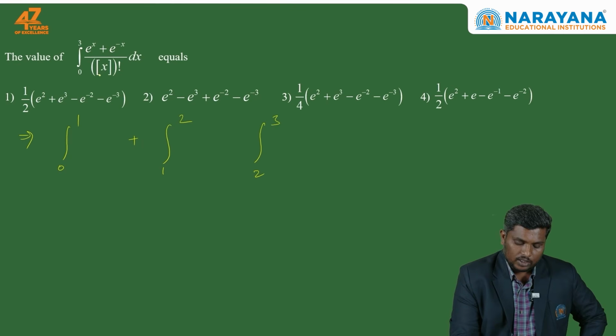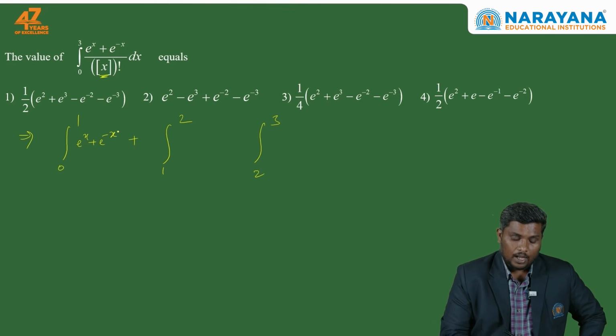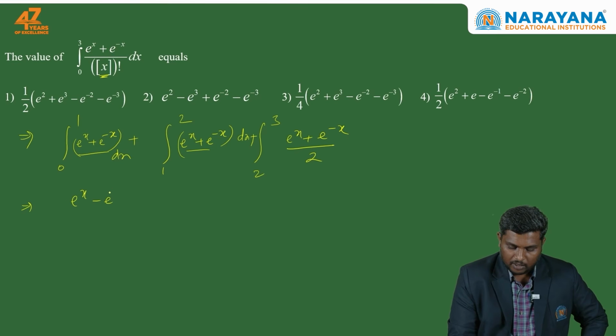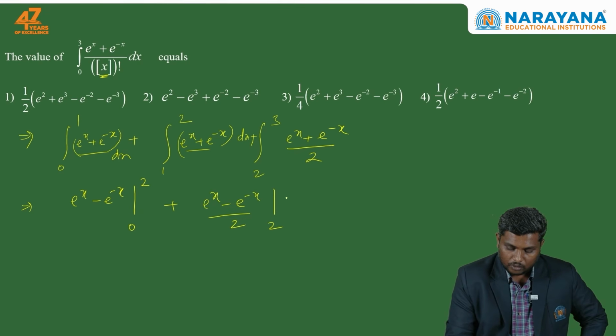So for 0 to 1, step x will become 0, 0 factorial is 1. So this will be e power x plus e power minus x. And for 1 to 2, step x will be 1, 1 factorial is again 1. So I'll have the same thing, e power x plus e power minus x, dx and dx here, plus 2 to 3, we have 2 in the denominator. So e power x plus e power minus x by 2. Since the function is the same for the first two limits, I'll just add up the limits and integrate. E power x minus e power minus x, limit from 0 to 2, plus e power x minus e power minus x by 2, limit from 2 to 3.